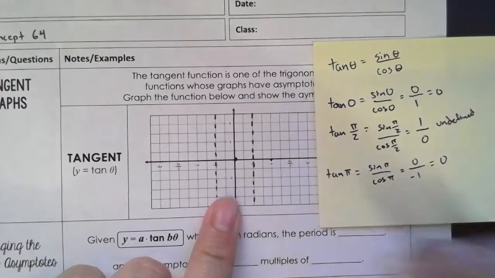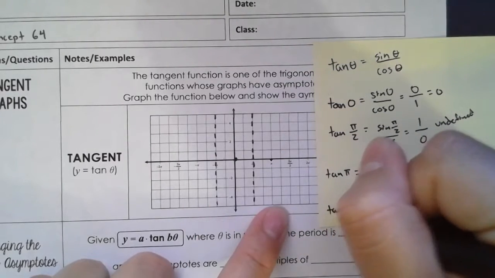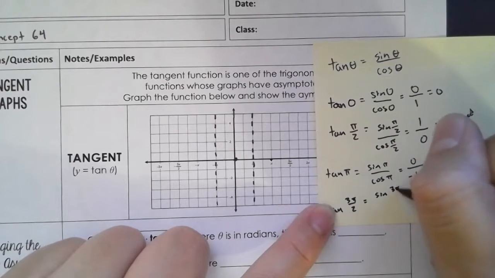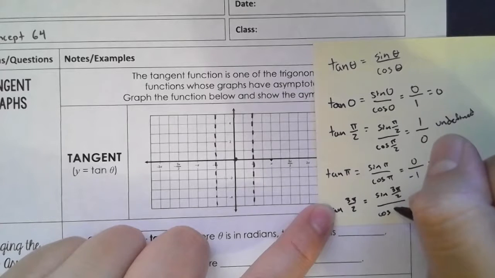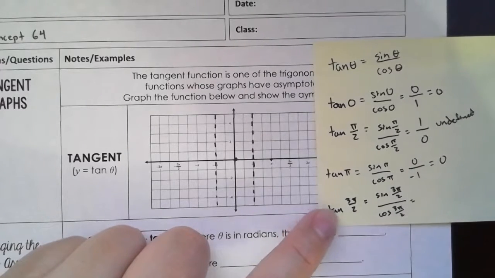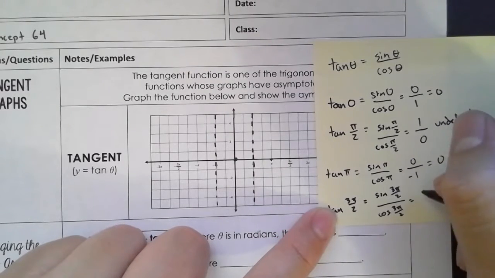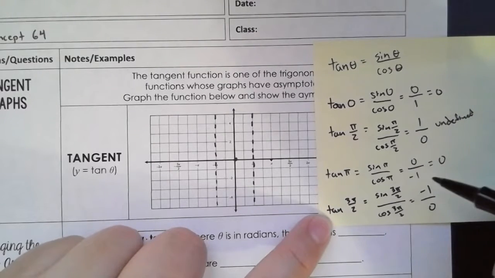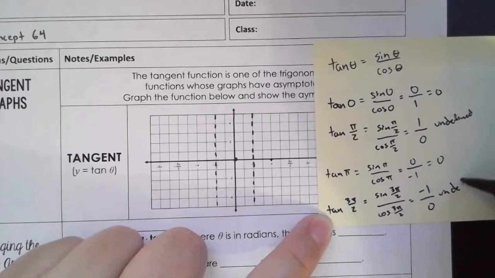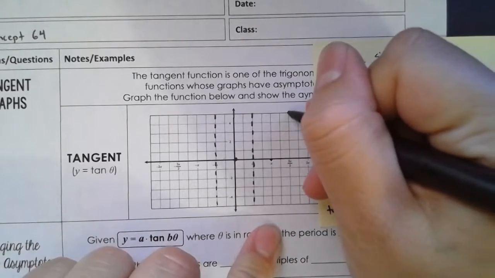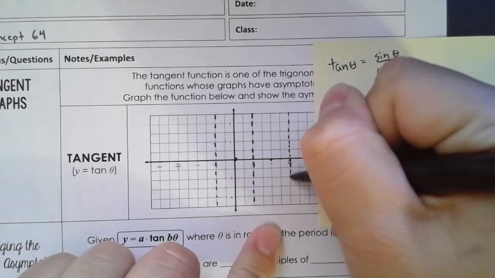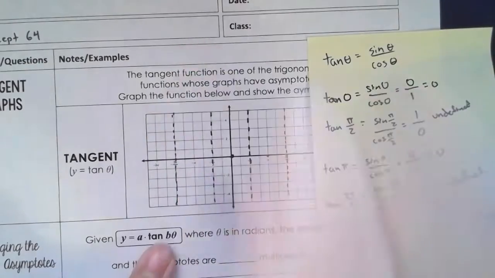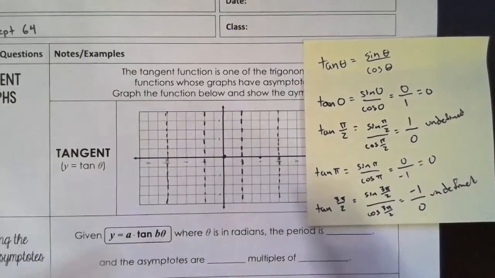What about 3 pi over 2? Tangent of 3 pi over 2 would be sine of 3 pi over 2 over cosine of 3 pi over 2. The sine of 3 pi over 2 would be negative 1. The cosine of 3 pi over 2 would be 0. You have something dividing by 0 again, so this one is also undefined. You probably picked up the pattern here. There's an asymptote there, and also an asymptote here. So we have one there, there, there, and there, and it would keep going infinitely.